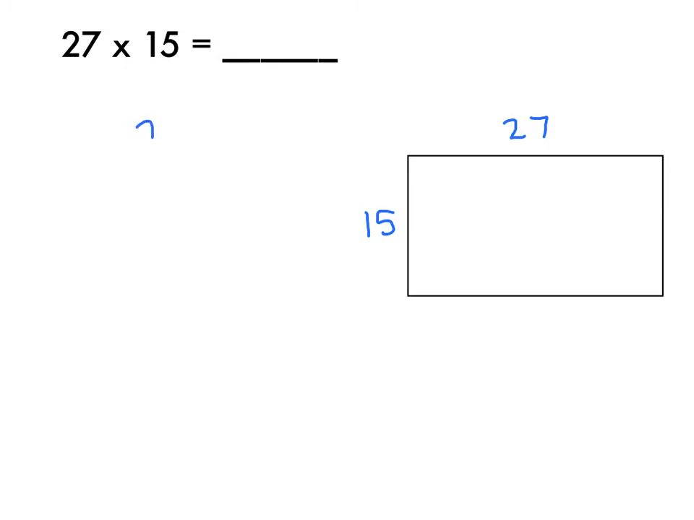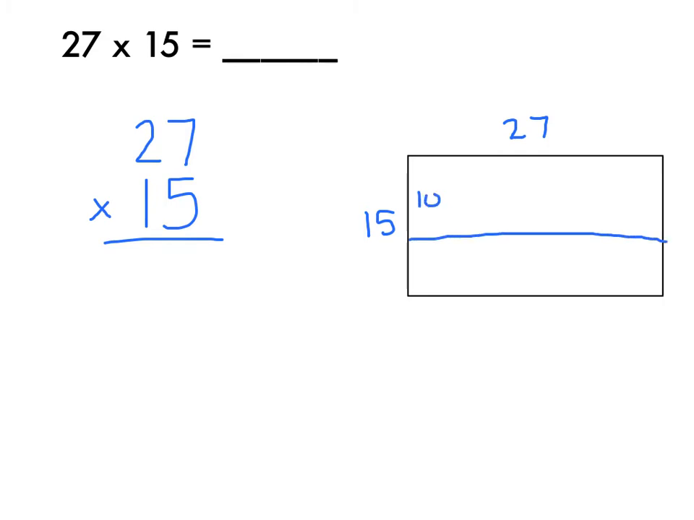Let's try another problem, 27 times 15. Again, I'm going to start by rewriting the problem vertically, and I have 27 times 15. In this problem I'm going to be solving 27 times 5 and 27 times 10. In order to do that, it might help me if I broke apart the 15 over here in my array to show that these are the two parts that I am figuring out, 27 times 10 and 27 times 5.